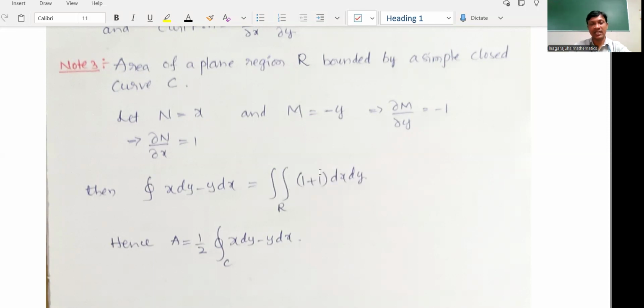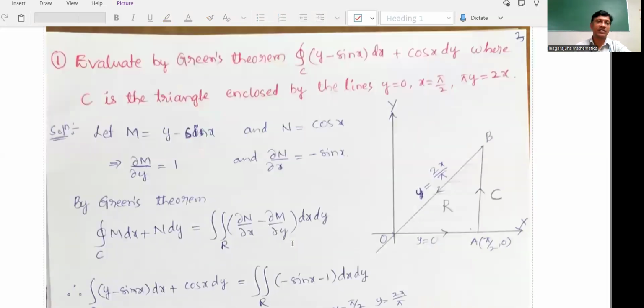So that is, we are taking capital E. So this is equal, we are writing 1 by 2 integral over this C x dy minus y dx. Okay. Now coming to the problems. First one. So evaluate. So here we will get two kinds of problems by solving Green's theorem. So one is evaluate and the other is verify for any problem.